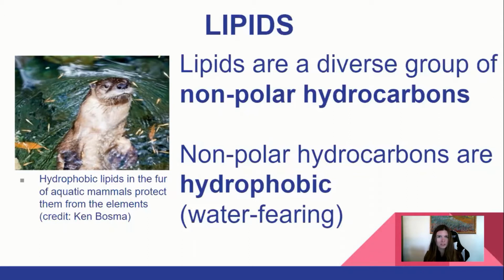And bonds between hydrogen and carbon, because hydrogen and carbon have pretty similar electronegativity, are non-polar bonds. So because we have these non-polar covalent bonds, these molecules are considered non-polar, and non-polar things are not attracted to water, they repel water. This is different than our carbohydrates, where we saw a lot of oxygen and therefore a lot of polar covalent bonds. So our carbohydrates were polar molecules that are going to be hydrophilic.